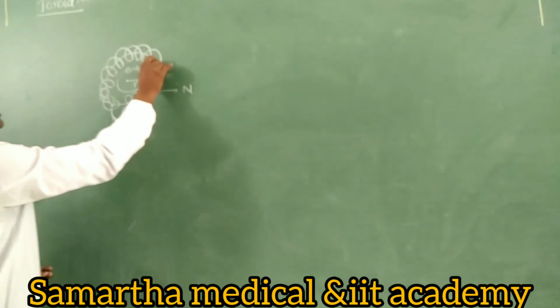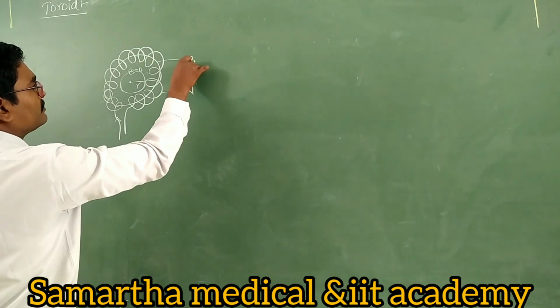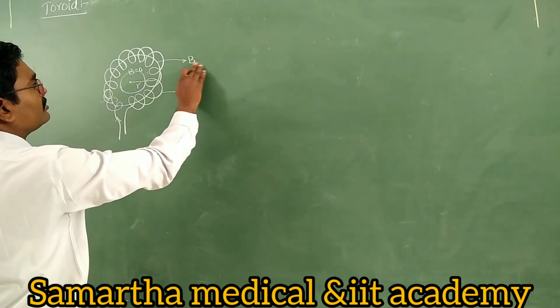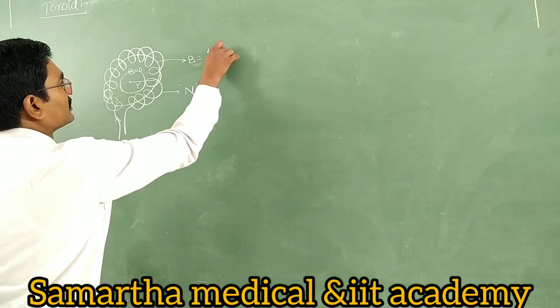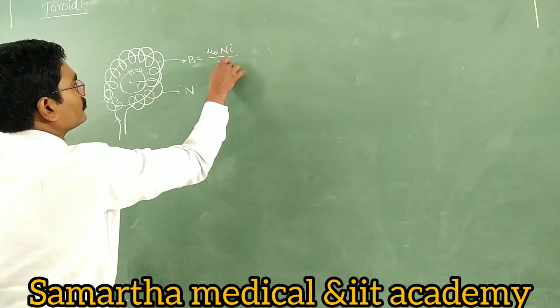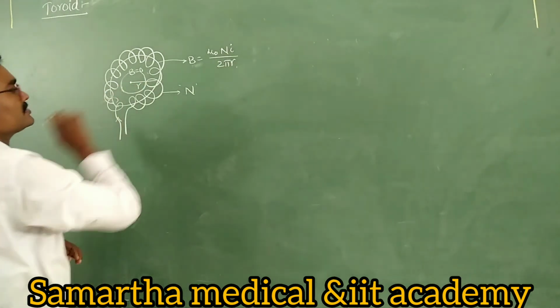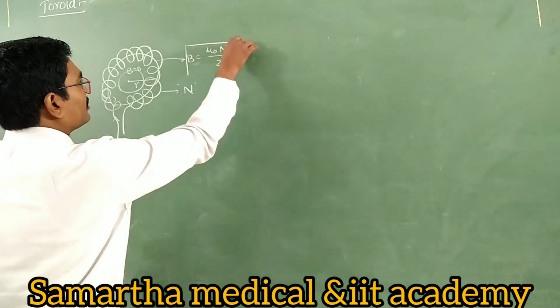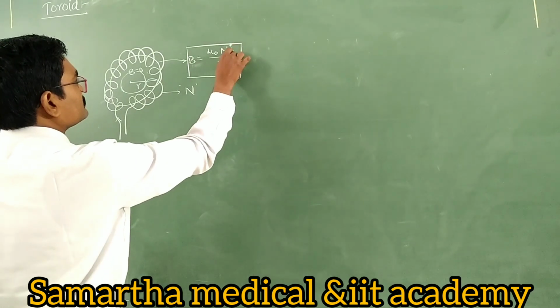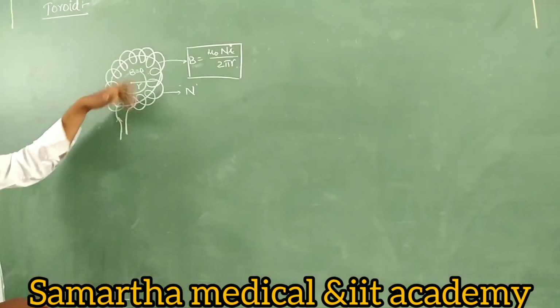And what about the magnetic field here? Maximum. So what is the maximum value? Magnetic field is mu naught capital N i by 2 pi r, where r is the radius. Okay. So this is the formula for the magnetic field inside the core of the toroid.